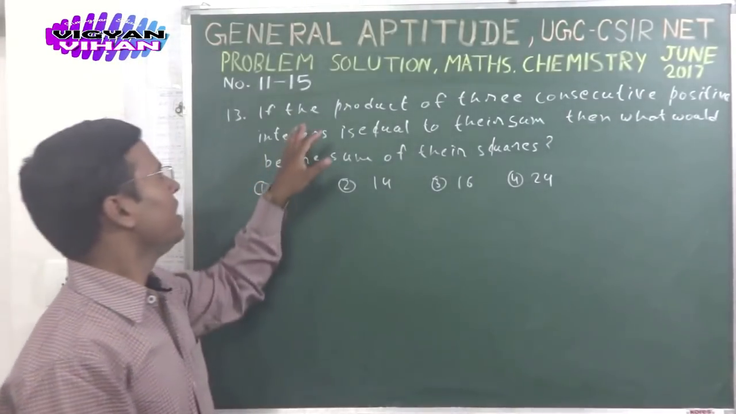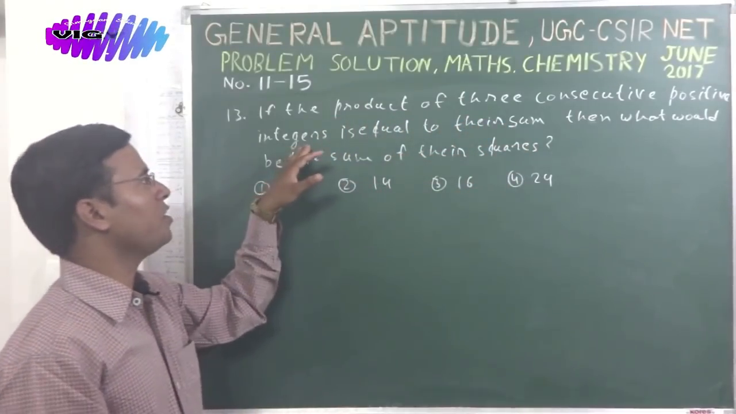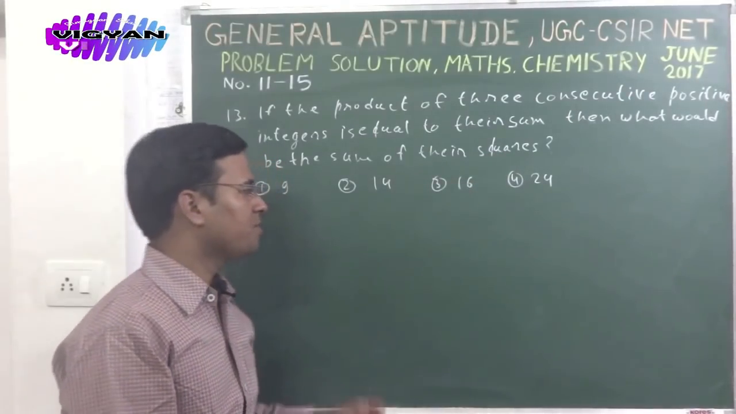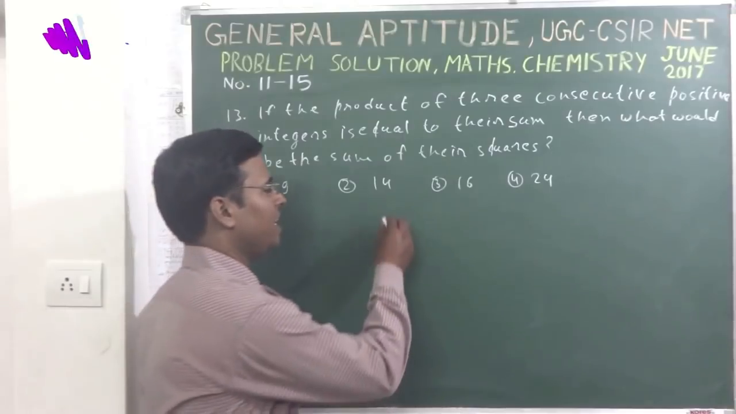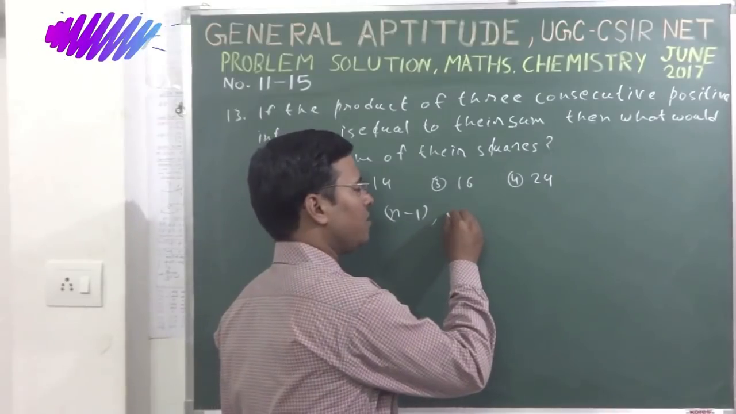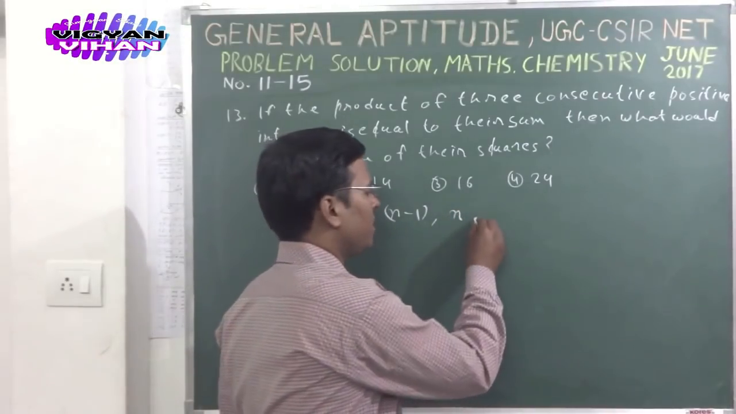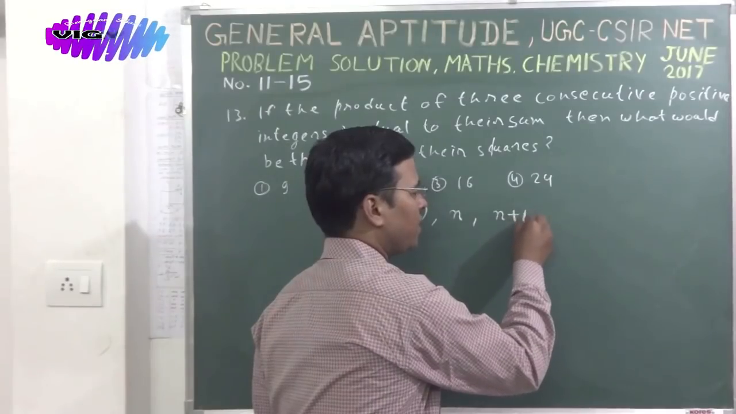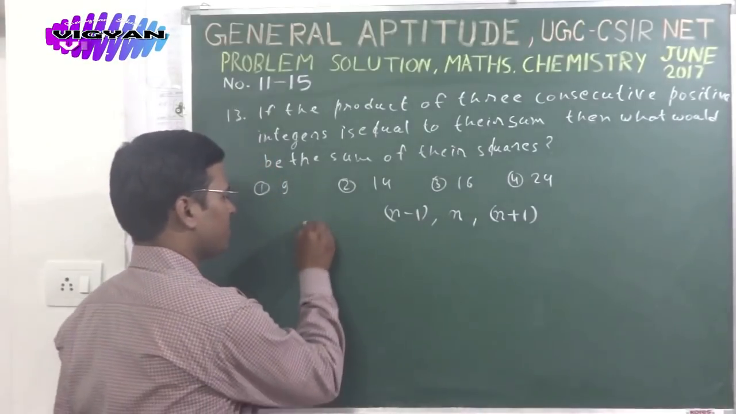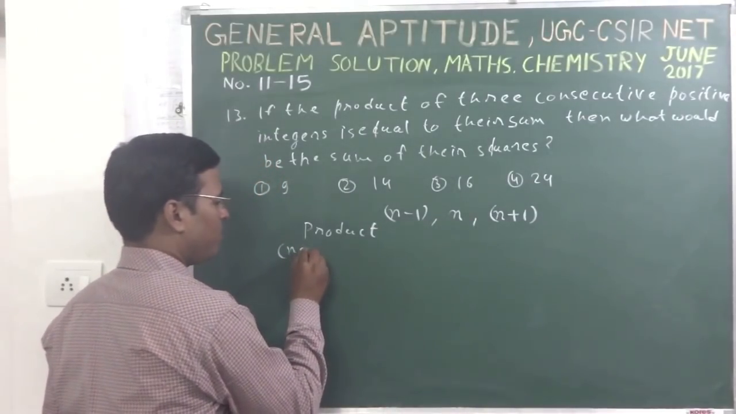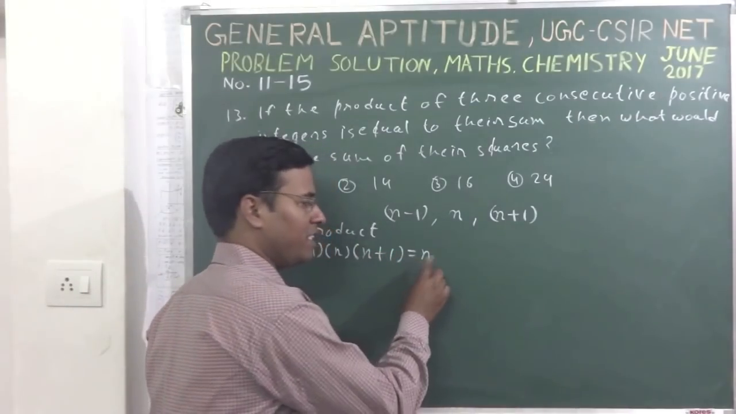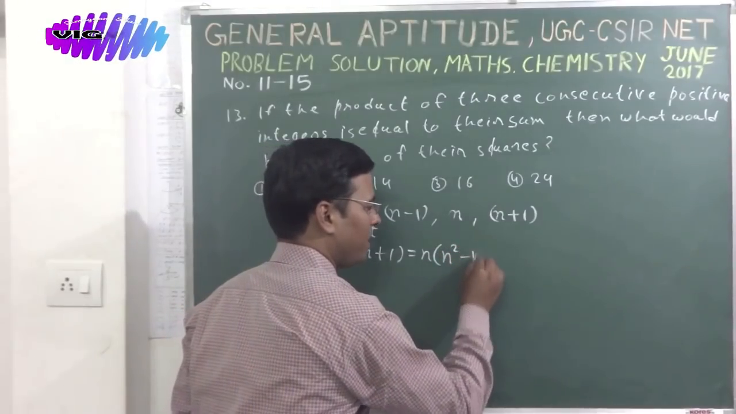In this problem, the product of three consecutive positive integers is equal to their sum. Let's assume these numbers are n minus 1, the first integer, the next consecutive integer would be n, the third consecutive integer would be n plus 1. Now, the product of these integers would be n minus 1 multiplied with n multiplied with n plus 1. That can be written as n multiplied with n square minus 1.